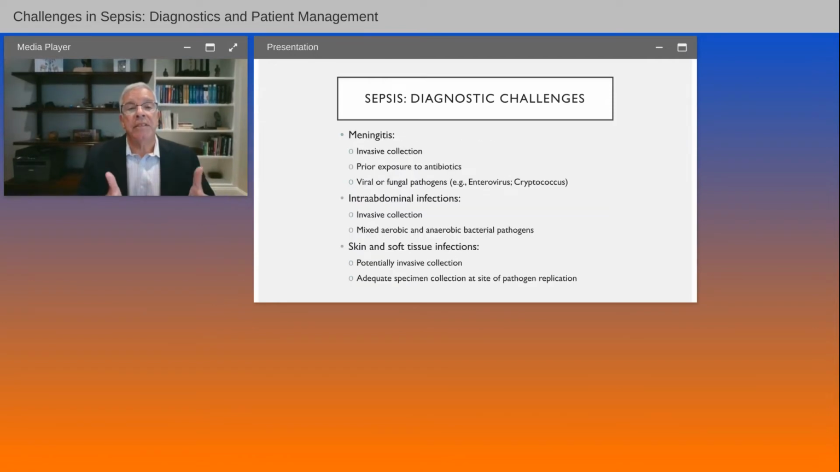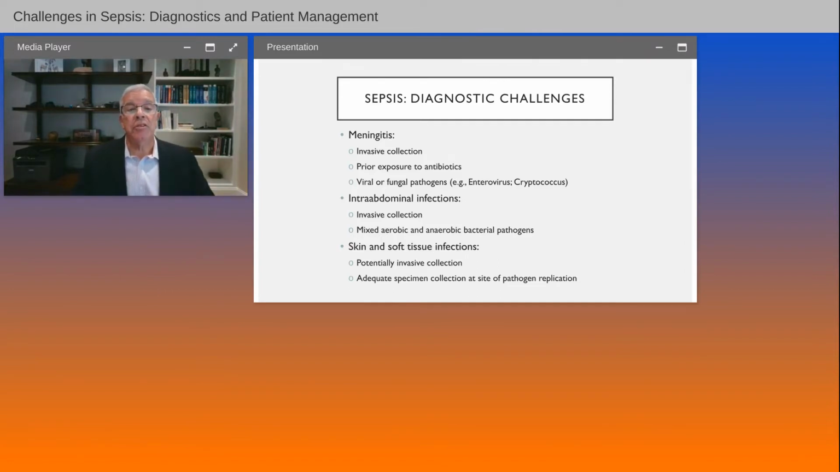Meningitis, this is an invasive specimen. The collection is an invasive procedure. If the patient has been pre-treated with antibiotics, then the success of a spinal fluid culture is quite low. And many cases are caused by viruses or even fungal pathogens like Cryptococcus. And so unless we suspect that, we're not going to do the right diagnostic test. Intra-abdominal infections are an invasive specimen. It's usually caused by a mixture of aerobic and anaerobic organisms as well as yeast.